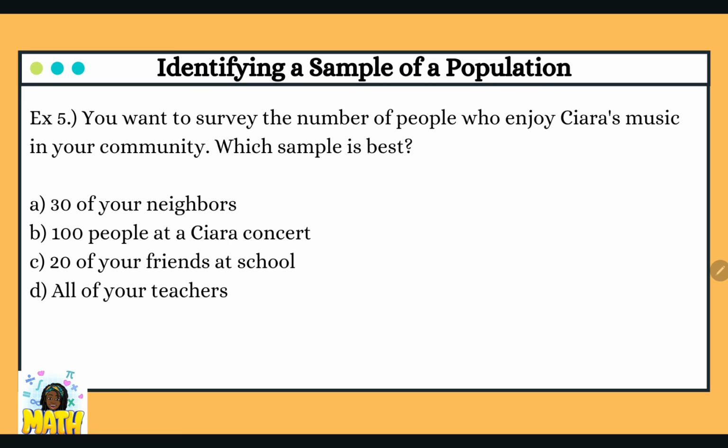You want to survey the number of people who enjoy Ciara's music in your community. Which sample is best? Is it A, 30 of your neighbors, B, 100 people at a Ciara concert, C, 20 of your friends at school, or D, all of your teachers? Since you're thinking about the people in your community, 30 of your neighbors, okay, that makes sense.